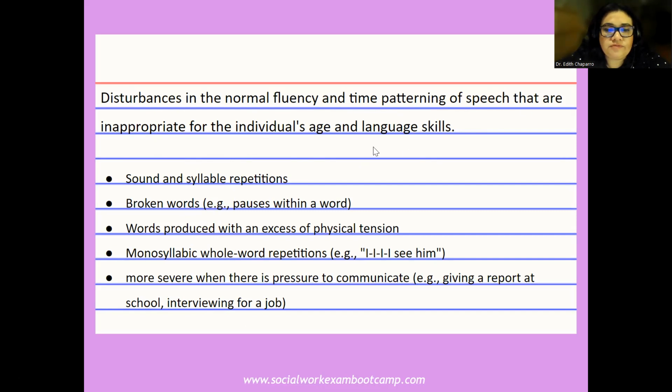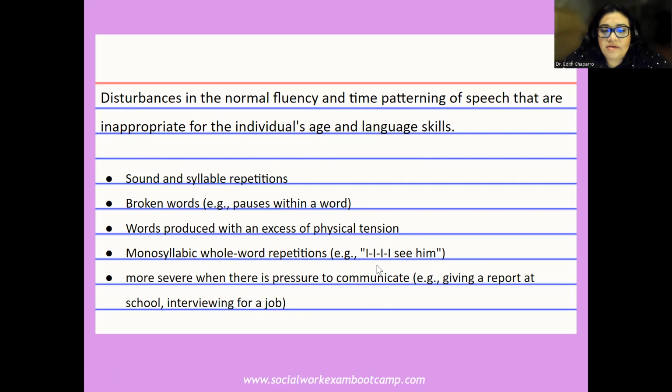Disturbances in patterns of speech, or you might see behaviors such as sound and syllable repetitions, broken words, that means pauses within a word, words produced with an excess of physical tension, maybe just very stressed because they're so stressed about their fluency in speech, and monosyllabic whole word repetitions. So here's an example. If you've ever heard someone stuttering or you have a client stuttering, this is what monosyllabic whole word repetitions sound like.